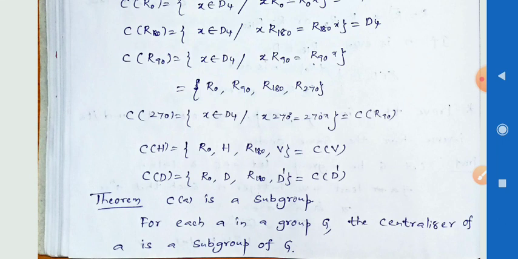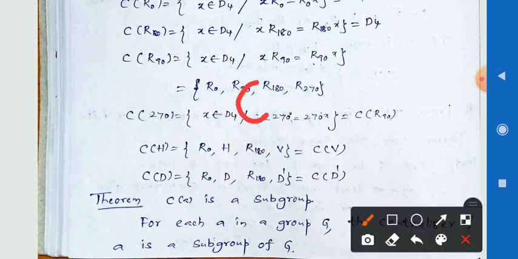Once again I am explaining the theorem. The theorem given here is that G is a group. What we have to show is that the centralizer of A in G is a subgroup of G.